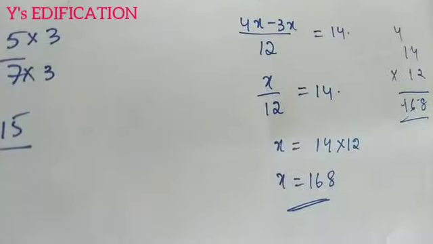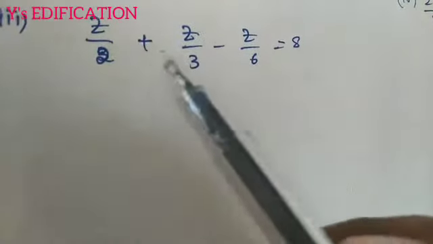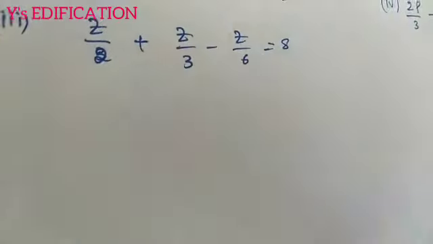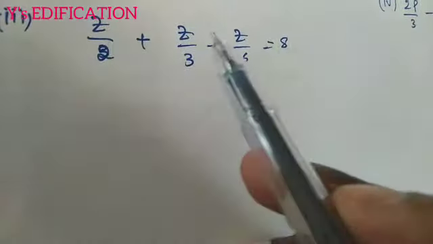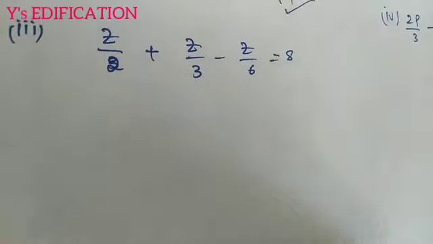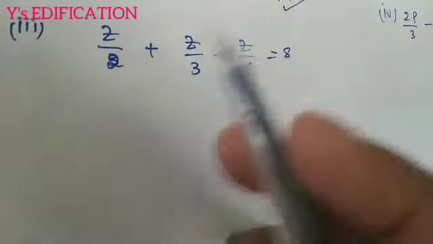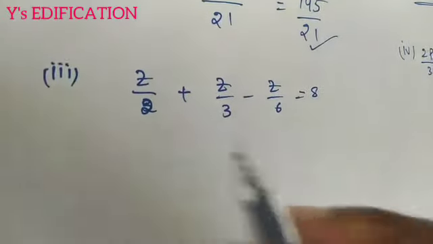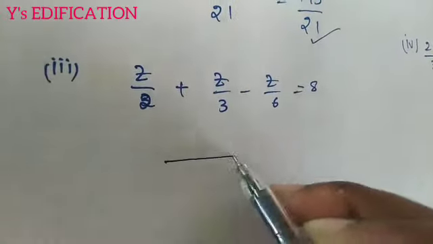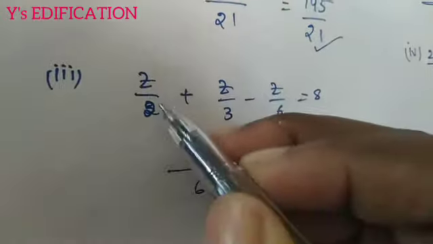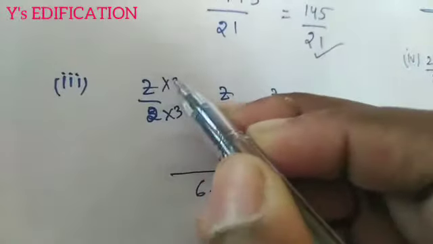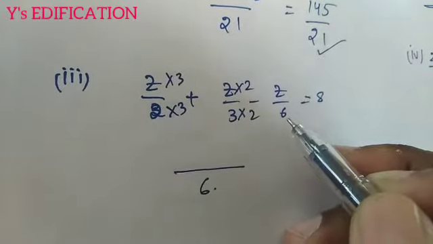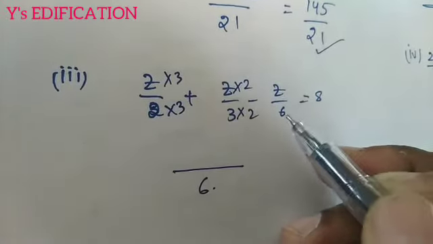Next one, z by 2 plus z by 3 minus z by 6 is equal to 8. So we have to do the same as we have done in the second problem. Now find out the LCM for 2, 3 and 6. The LCM of 2, 3, 6 is also 6. So we have to multiply this number with 3 and this number with 2, and no need to multiply this one with any number. Why? Because it's already 6.